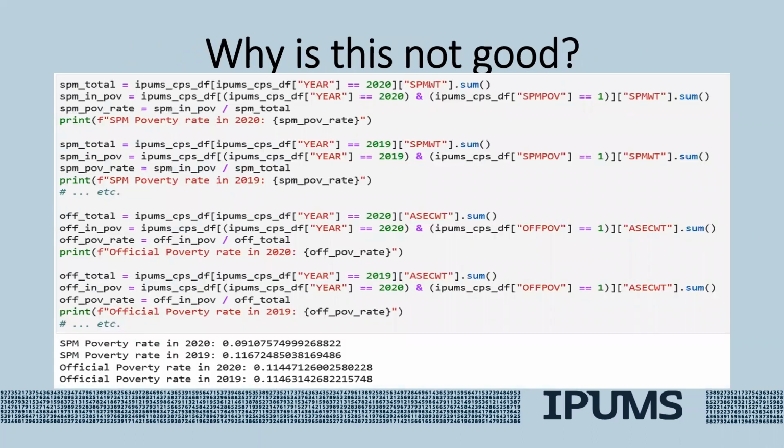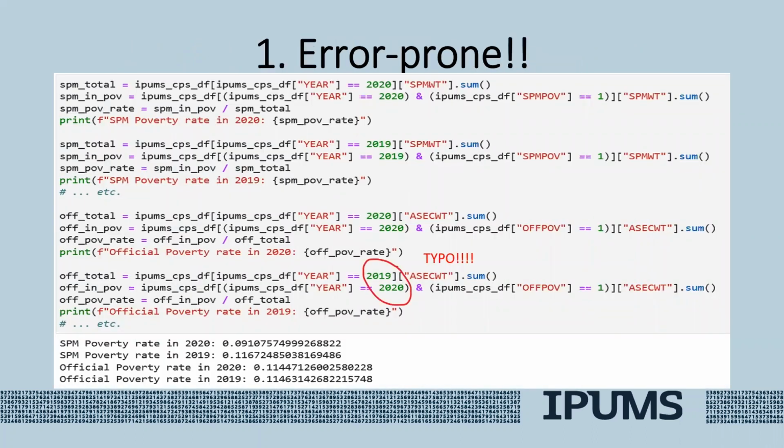So why is this not good? First and foremost, it is error prone. You can see I've already made a typo here, and I'm only on year 2 of 11. Even worse, notice that my mistake didn't actually cause an error. It still calculates a poverty rate for me. It's just wrong. So that's not great.